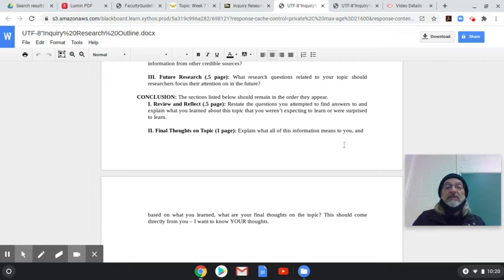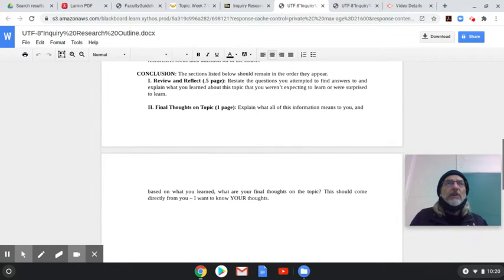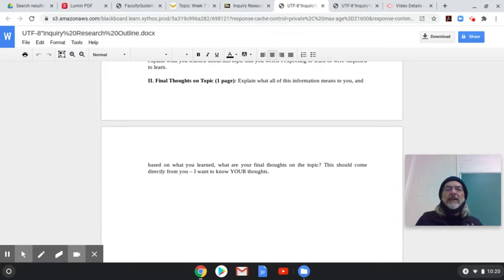This is another section. Explain what all of this information means to you. What did you learn? What was cool about it? What was so interesting about it? How do you feel like your knowledge grew? Those kinds of things. I'm not necessarily going to require you to quote or bring in any research in this one. I just want to hear your thoughts on that.